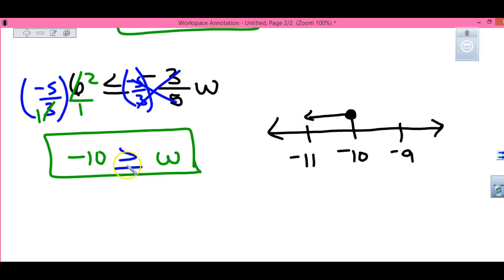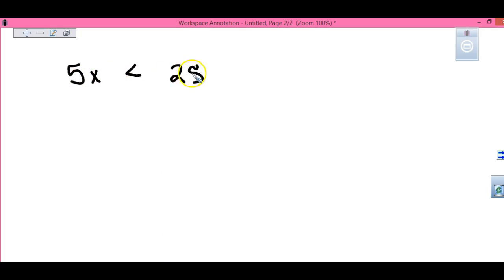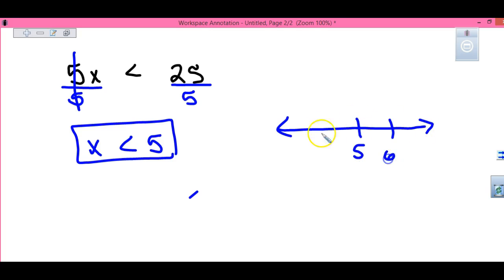Well, what would change if instead of having 5x, we have negative 5x is less than 25? How would we answer this? Okay, the sign would change. So what's the inverse operation? Still division, but we're dividing by a negative 5. And because we're dividing by a negative 5, we have to flip the sign. So this means x is all the numbers greater than negative 5. So open or closed circle, would it point to the right or to the left? To the right.